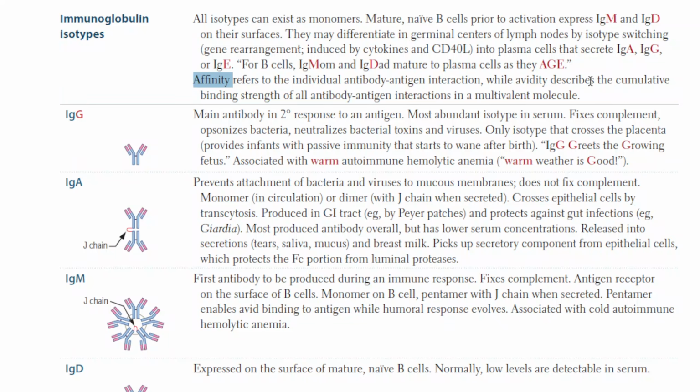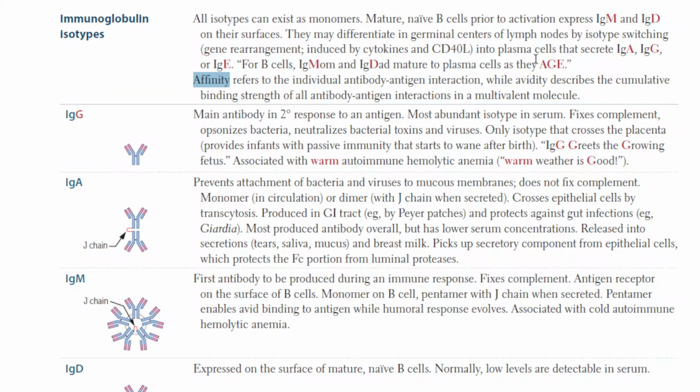avidity describes the cumulative binding strength of all antibody antigen interactions in a multivalent molecule. So we have to read again the concept of affinity and avidity. Affinity is more specific for an individual antibody, and the other one is more general. We have to read those concepts again.